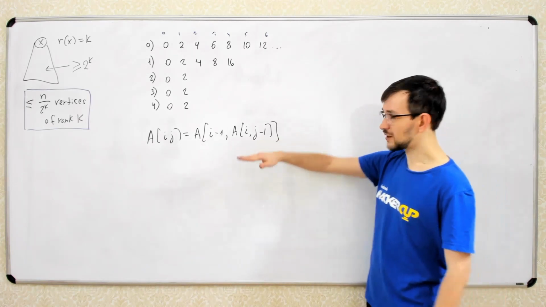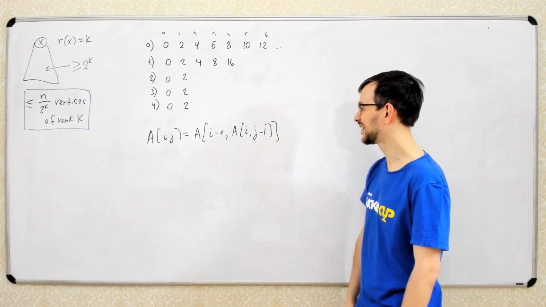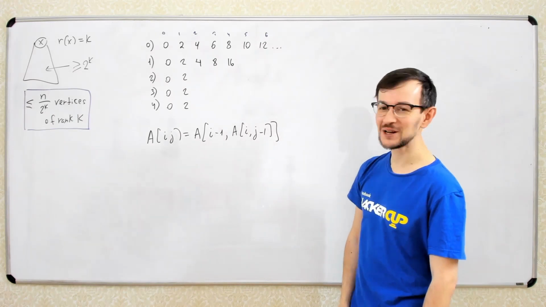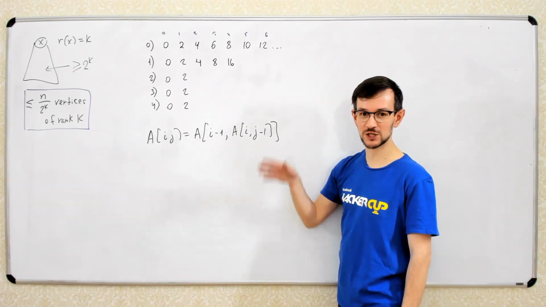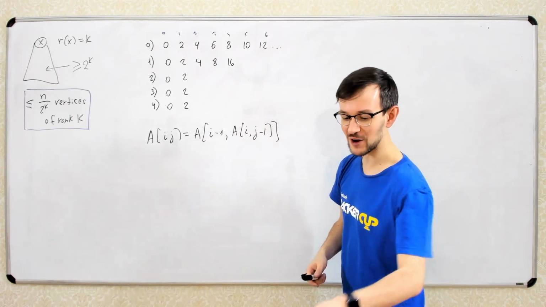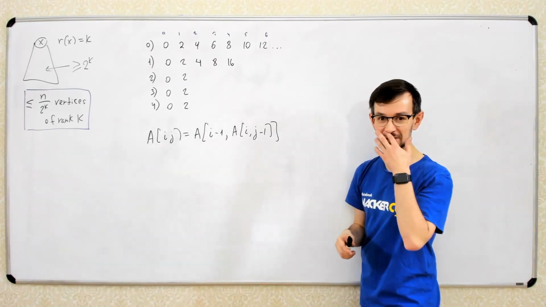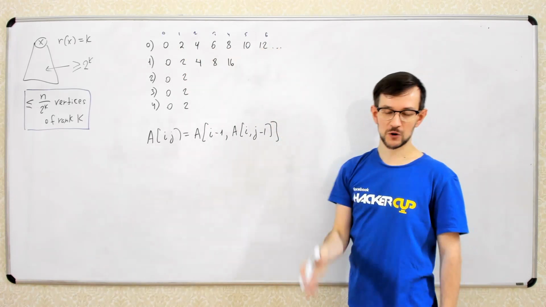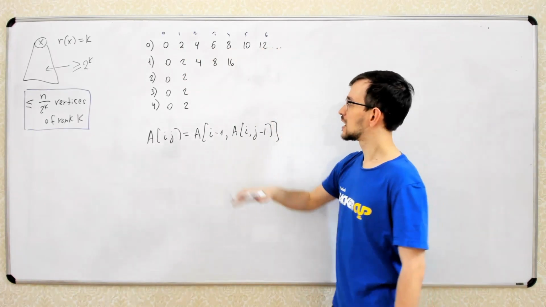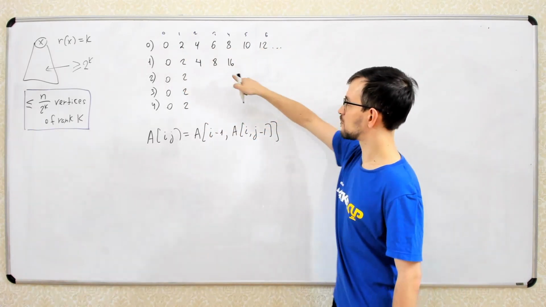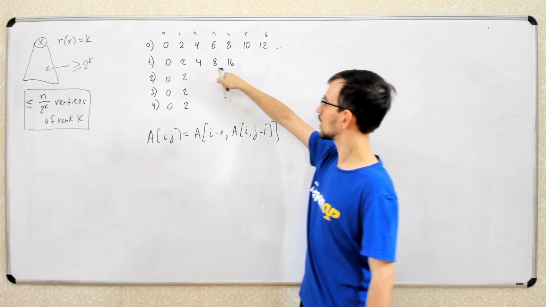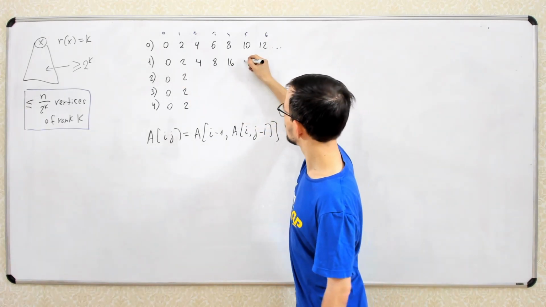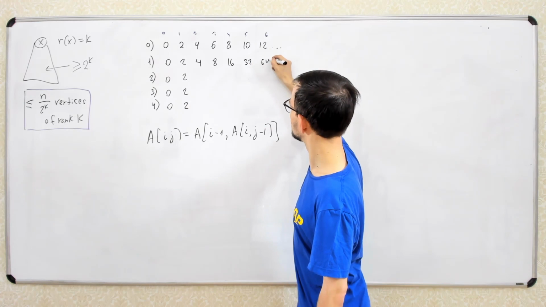Yes, that's exactly like dynamic programming. But we don't need to calculate these values. We just need to write them for this analysis. So the first sequence is just an arithmetic progression. The second sequence is powers of 2. So we have powers of 2, we have 16, here we have 32, here we have 64, and so on.